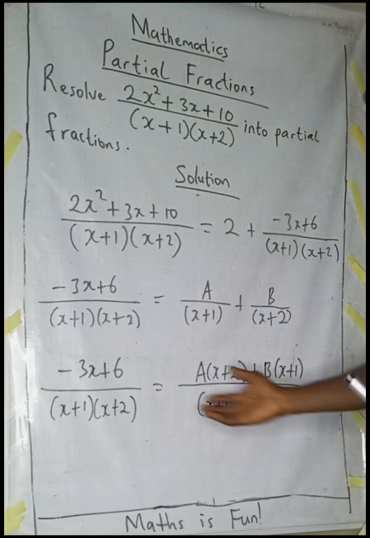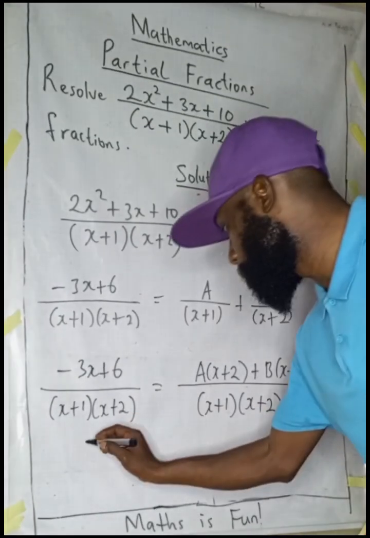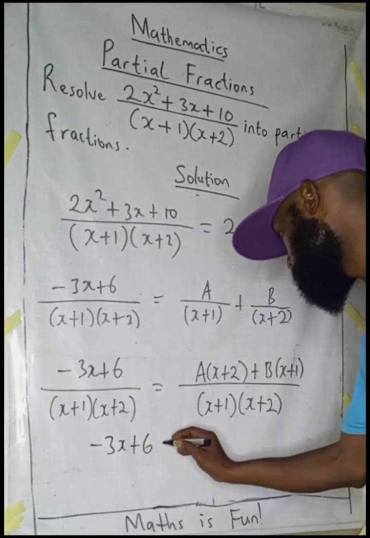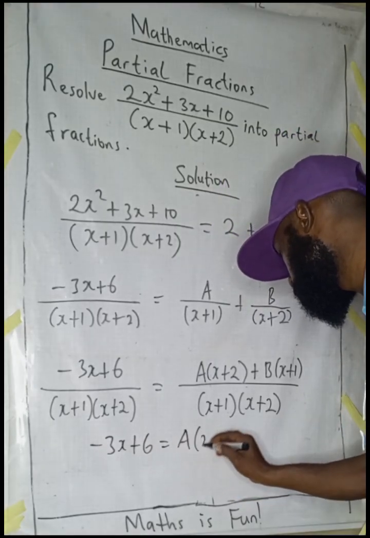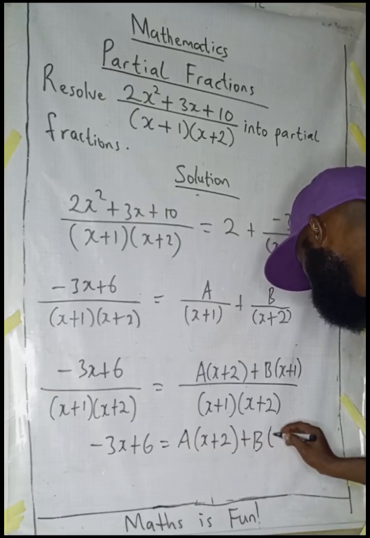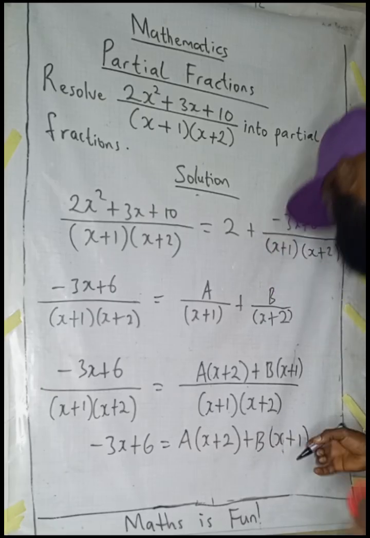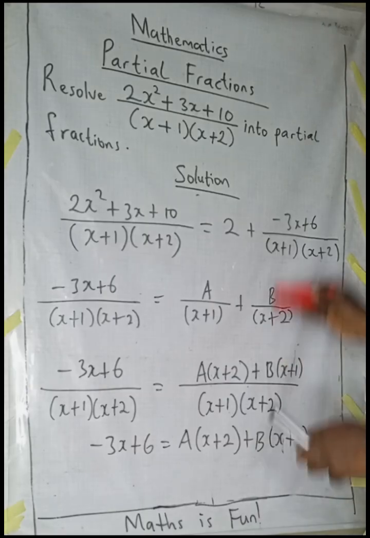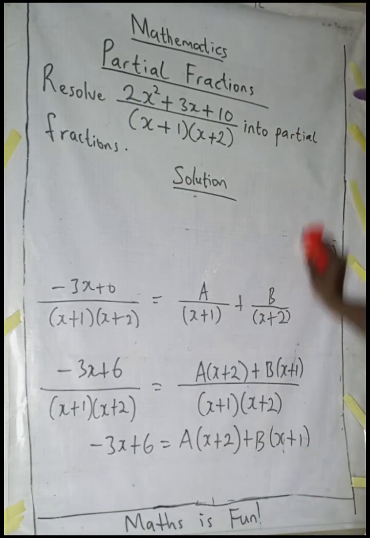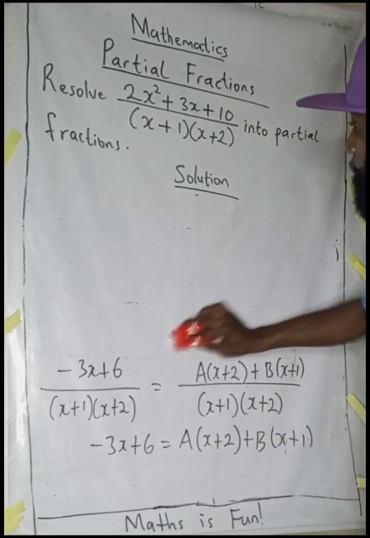If we look at them very well, they have equal denominators. So we can conclude that minus 3x plus 6 is equal to a(x plus 2) plus b(x plus 1). So from here we can find the value of a and the value of b. Let's find the value of a. How do we find the value of a?